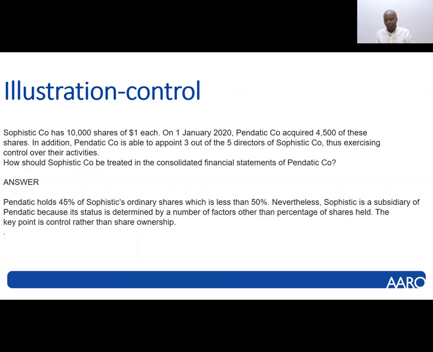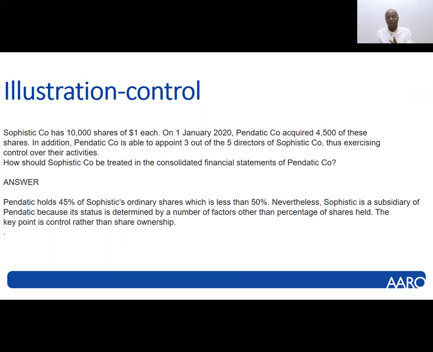So we are reading this again. In addition, Pedantic company is able to appoint 3 out of the 5 directors of Sophistic company. Thus, exercising control over their activities. How should Sophistic company be treated in the consolidated financial statements of Pedantic company?